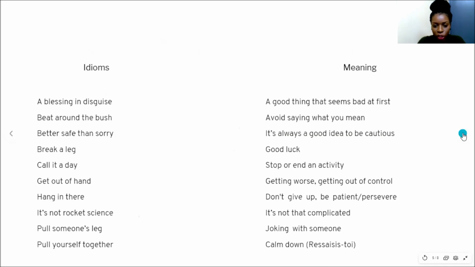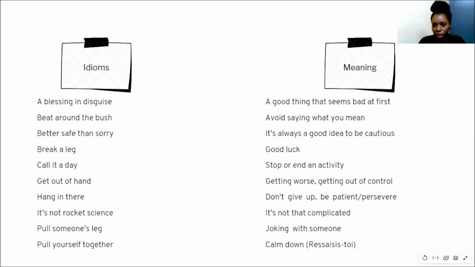So let's look at some idioms. The first one is a blessing in disguise. In a sentence, someone will say, I lost my job last year, but really it was a blessing in disguise. What it means is, and this one is easy, you can guess, it means that it's a good thing. It looks bad at first. When you hear it or when you apprehend it, it may seem bad, but it turns out to be something positive. It turns out to be a good thing.